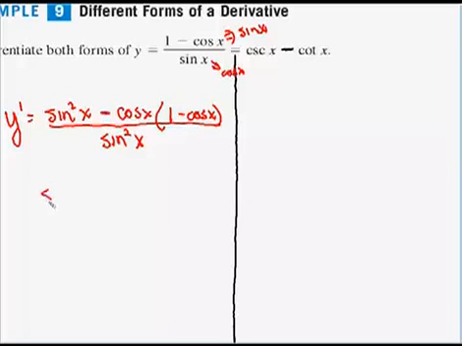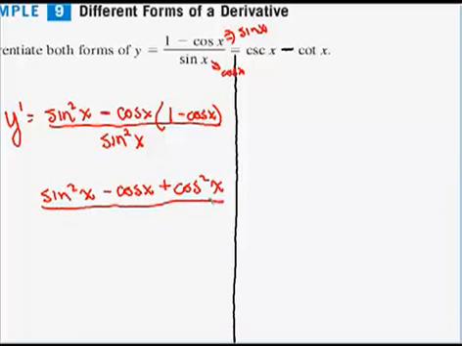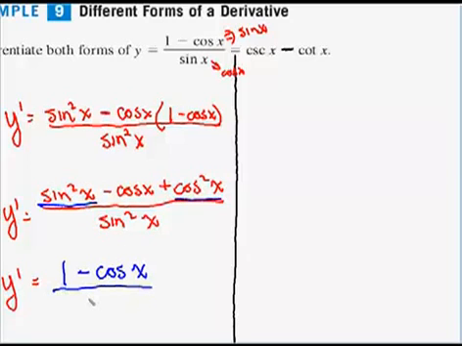So distribute that cos of x across those parentheses. We're going to have a minus cos of x, and then negative cos times negative cos is plus cos squared of x, over sine squared x. So what can we simplify further in the numerator? Sine squared plus cosine squared is equal to 1. So we have 1 minus that remaining cos of x, over sine squared x. And there we go. That is our y prime when we derived this form of the equation.